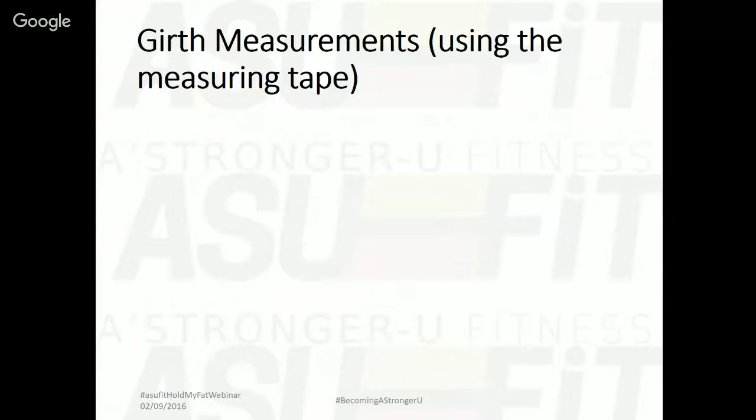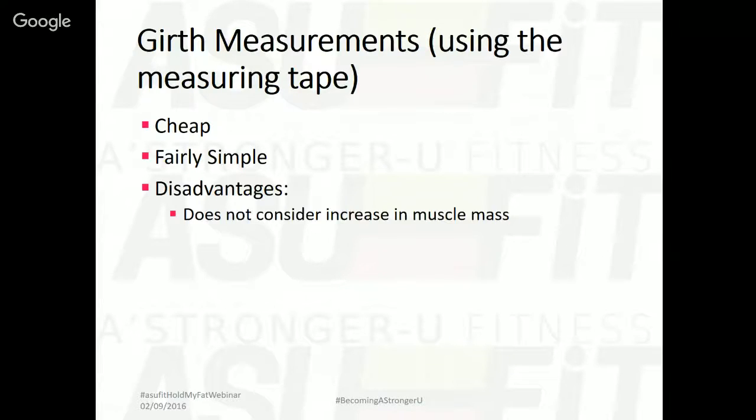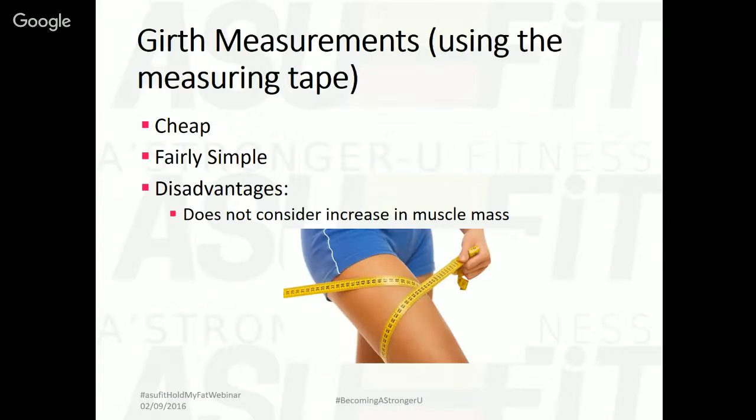Another method that we can use is the tape measurement. Now, it's simple, it's cheap because tape measures are like what, $2 a piece. But here's the issue with using a tape measure. A lot of times people will say, okay, I don't look at the scale, but I look at inches on my body. But here's the problem.